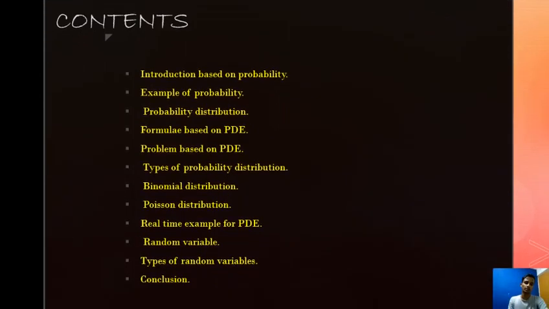Now we shall look into the contents. At first, it is introduction based on probability, examples of probability, probability distribution, formula based on probability distribution, problem based on probability distribution, types of probability distribution, binomial distribution, Poisson distribution, real-time examples, random variable, types of random variables, and last it is the conclusion.